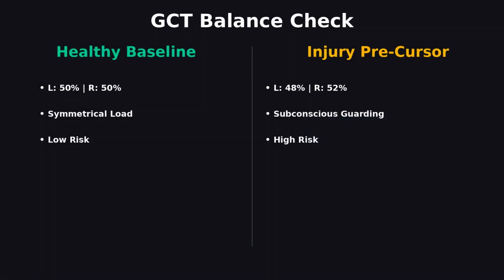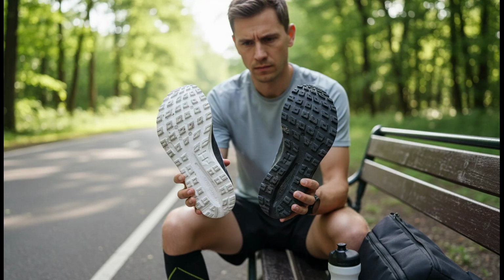Secondly, watch your ground contact balance. This is your early warning system for injury. A sudden shift from your normal 50-50 split to something like 48-52 often appears on your watch days before you feel actual pain. Finally, use these numbers to test gear. If a new pair of shoes significantly alters your stiffness or vertical ratio compared to your baseline, that shoe's geometry might be fighting your natural mechanics.